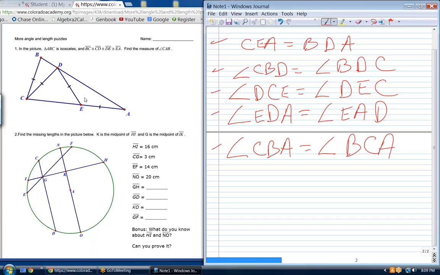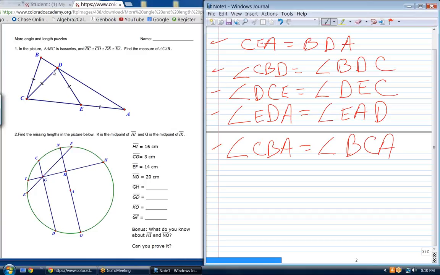Well, what else do we know? We know that all these angles add to 180. We also know that this angle plus this angle plus that angle add to 180. So let's start writing some of that, and I think that's the clue. We've got this angle here, which is BDC. Let's see, did I call that CBD somewhere? Yeah, I did.